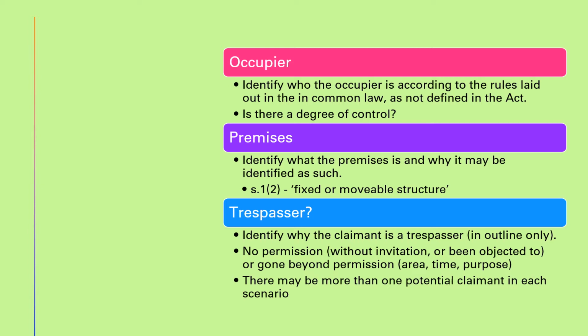So remember, there can be more than one potential claimant. Deal with each of these in turn. This is an overview, and of course you've got to identify in that scenario then, did the person have permission, or did they go beyond permission, and if so, in what way?